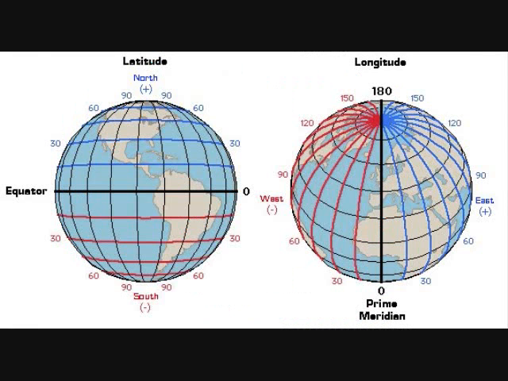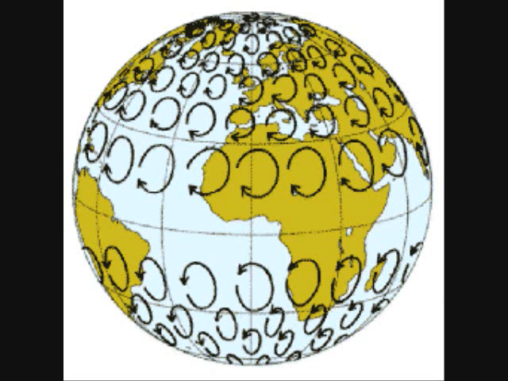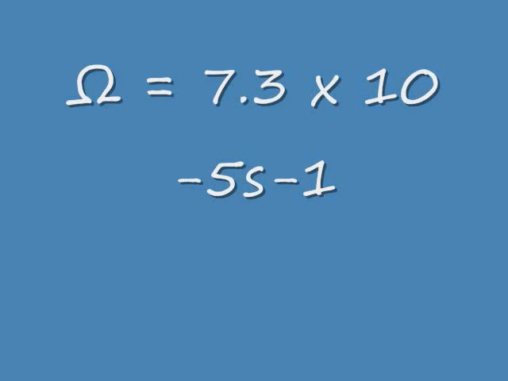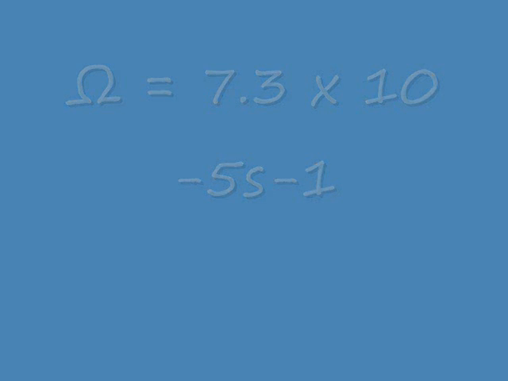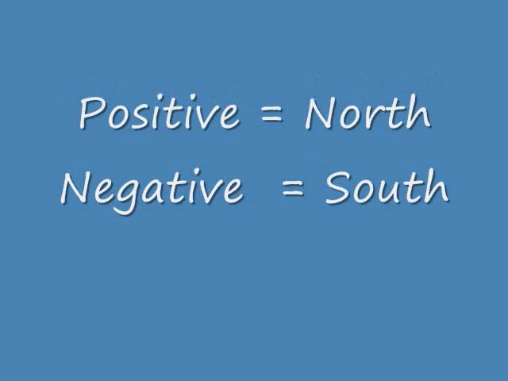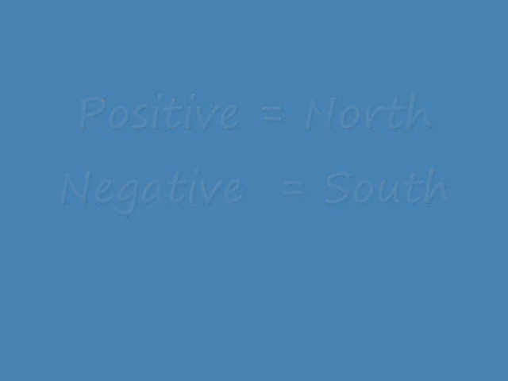Some facts that demonstrate that the Coriolis force is a function of latitude are that the Coriolis force peaks at the poles and is 0 at the equator. The omega is the rotation rate of the Earth, which is 7.3 times 10 to the negative 5 per second. And the phi is the latitude, being positive in the northern hemisphere and negative in the southern hemisphere.